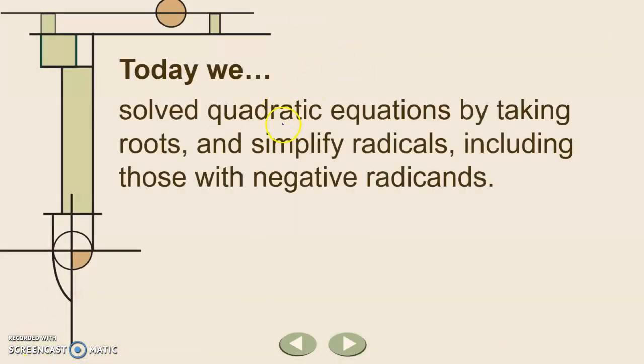All right, today we solved quadratic equations by taking roots. We simplified radicals, whether that was through prime factorization or rationalizing the denominator. And we also simplified radicals and expressions involving those with negative radicands. Don't forget that a negative radicand means we're going to have to use i as an imaginary number, and any number that has an i as part of it is called a complex number. And we'll get into complex numbers in the next lesson. If you guys have any questions, be sure to write those down and we'll talk about them next class.